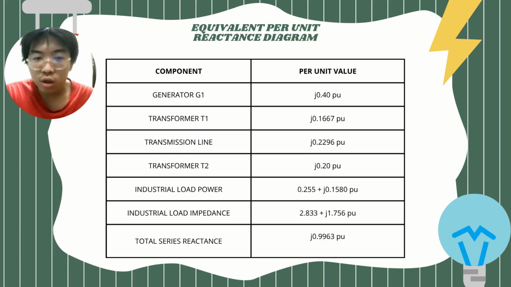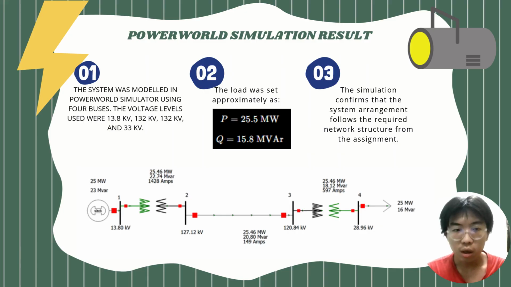And the total series reactance, which is generator G1 plus T1 plus transmission line plus T2, we have the final answer j0.9963 per unit. And now this is the PowerWorld simulation result.